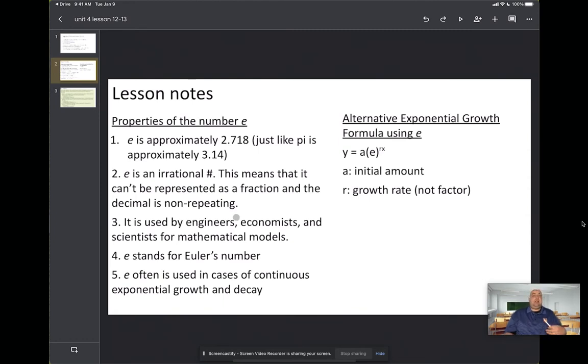So think of the digits of pi. Pi goes on infinitely. It's a non-repeating decimal. You can't write it as a fraction. It's an irrational number. E is the same way, except it's just equal to a different number.